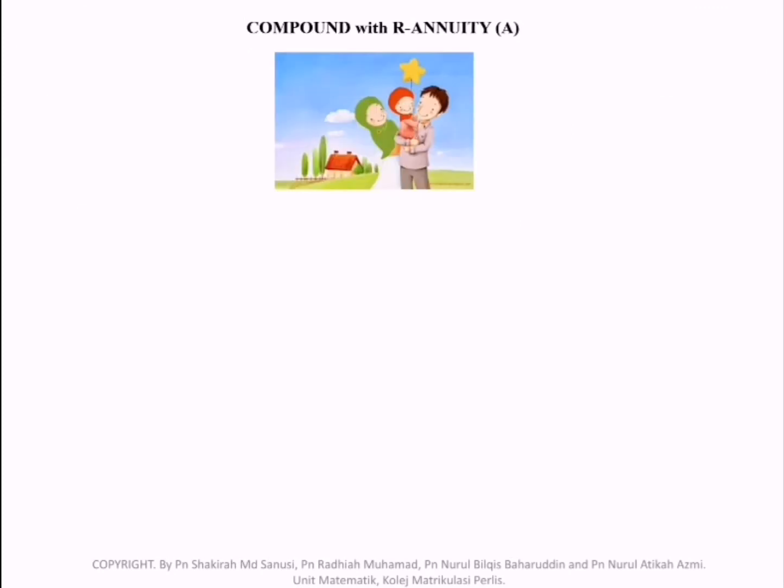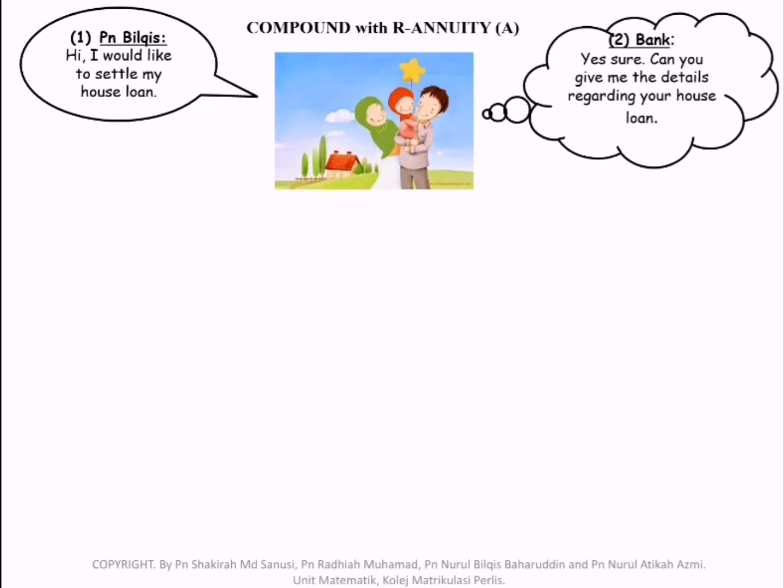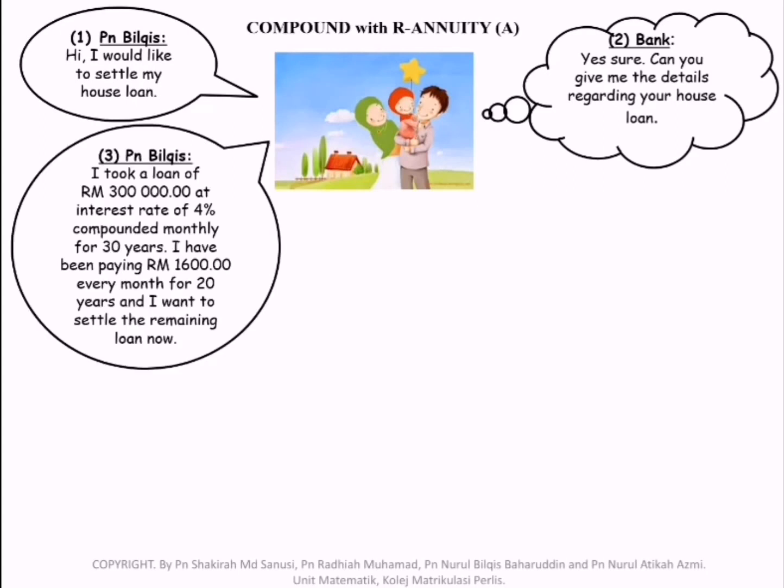This is the situation for compound annuity A, house loan. Assalamualaikum, Miss. Waalaikumsalam. May I help you? Yes, I would like to settle my house loan. Yes, sure. Can you give me the details regarding your house loan, please? Okay, I took a loan of 300,000 ringgit at an interest rate of 4% compounded monthly for 30 years. I have been paying 1,600 ringgit every month for 20 years. And now I want to settle the remaining loan.